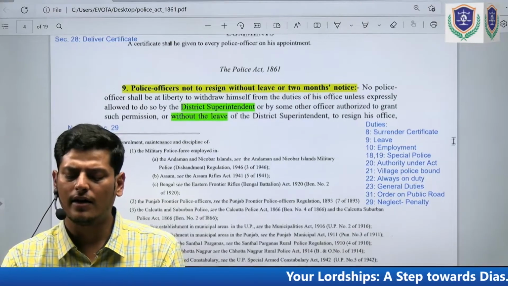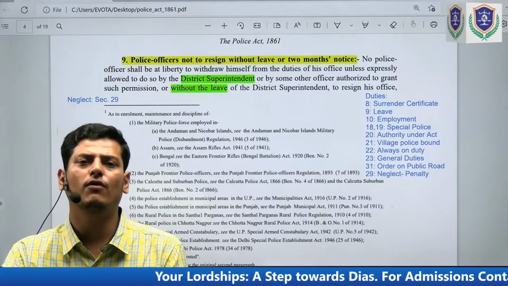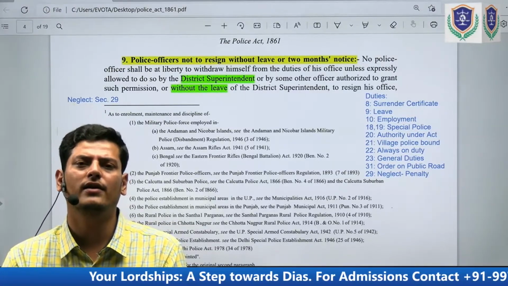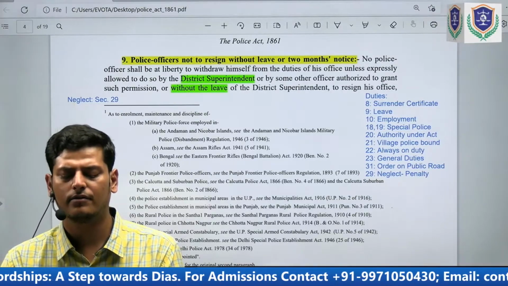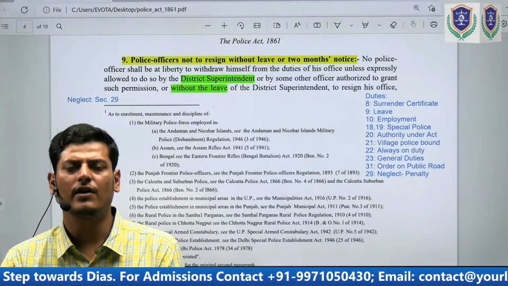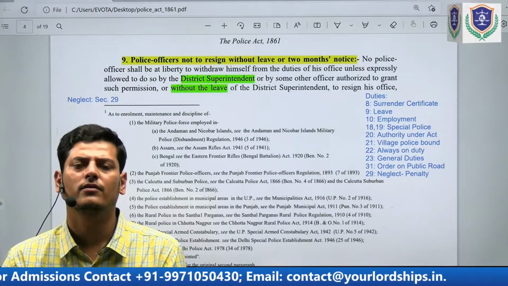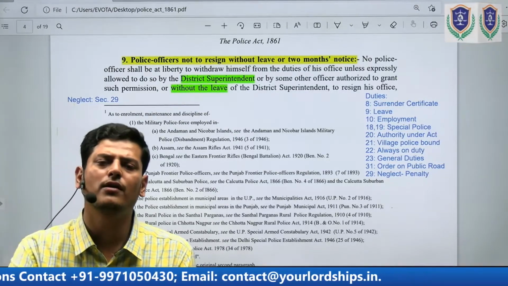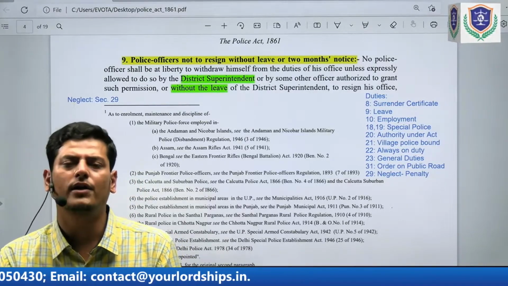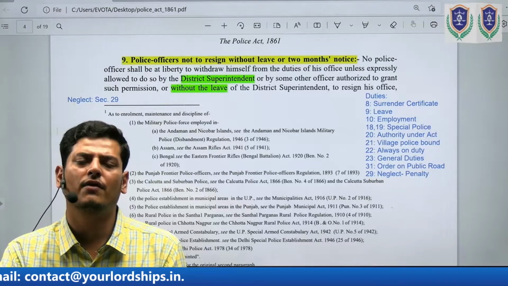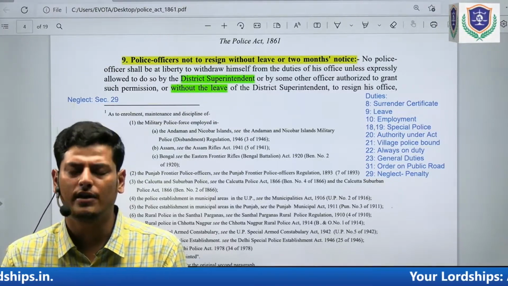Then he cannot engage in any other employment, section 10. Then the duties of the special police, that we had covered, section 18 and 19. If any person in the neighborhood, any resident, is appointed as a police officer, he is also bound by the duties. The authority which is given under the act, he is duty bound to act under that authority. Section 20.